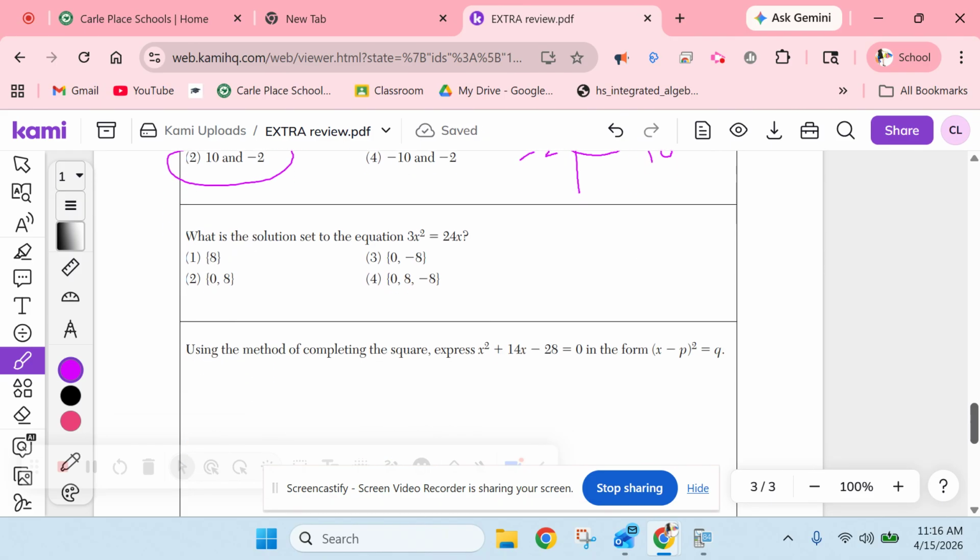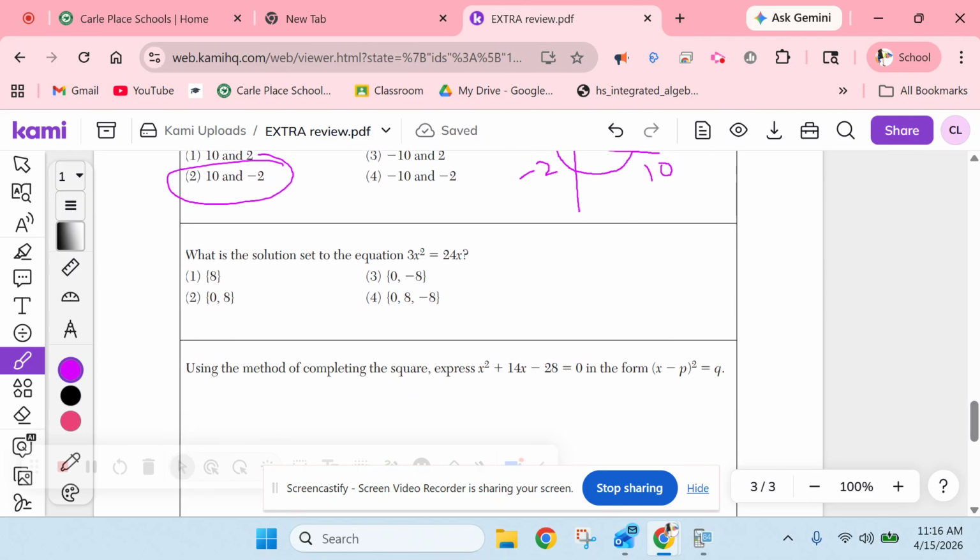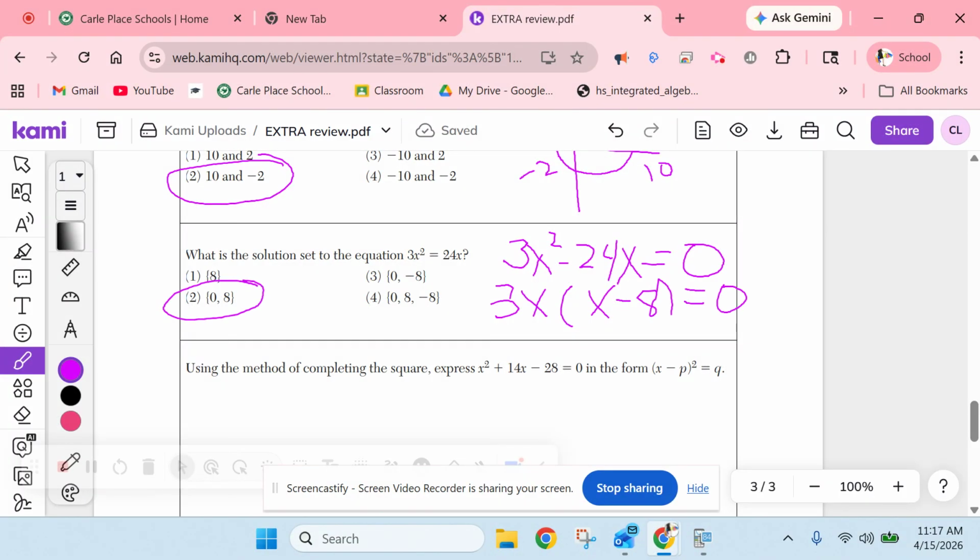Same thing here. If I make this equal to 0, it's 3x squared minus 24x equals 0. You can factor it. You can pull out a 3x, and that gives you x minus 8 equals 0, or you can use your calculator. It's going to be 0, 8.